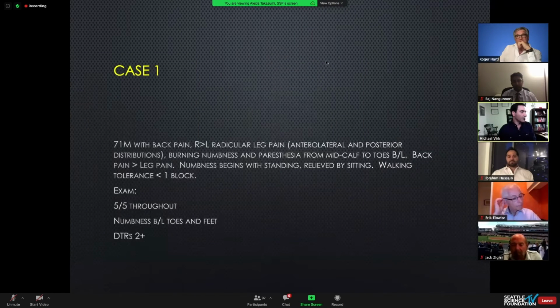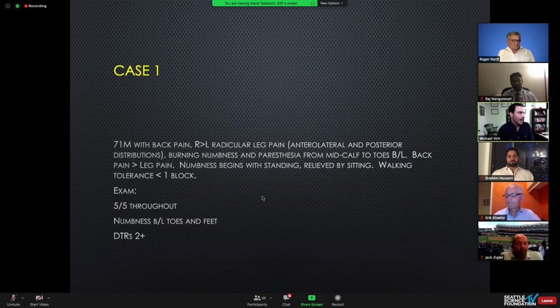Sorry, 71-year-old gentleman. He presents to clinic, and this is all outpatient. Back pain. He's got radicular pain in multiple distributions, anterior lateral as well as posterior. The right is worse than the left. He's got burning numbness and paresthesias from the mid-calf to the toes bilaterally. He's got dense numbness in his feet.